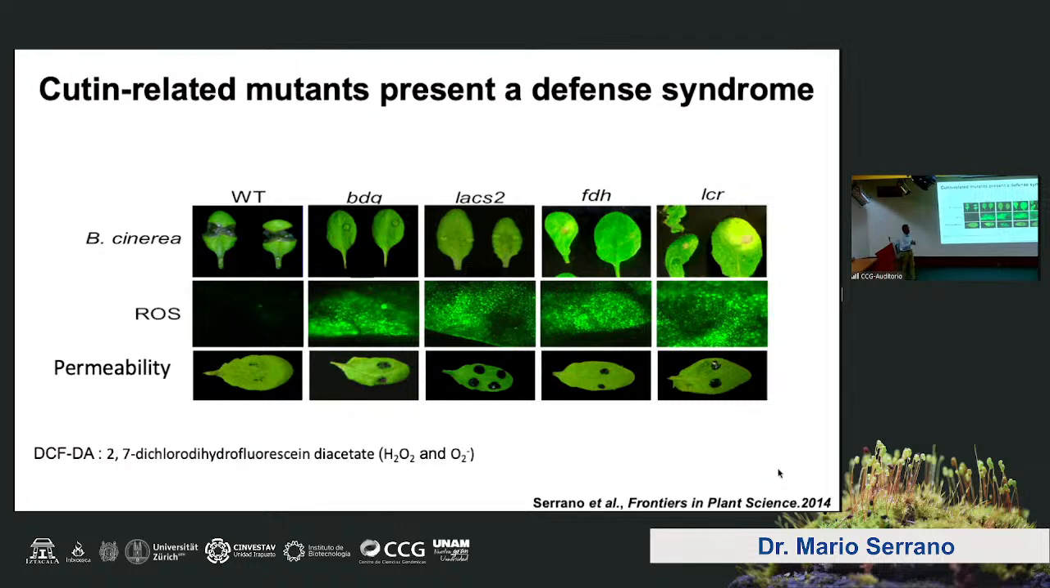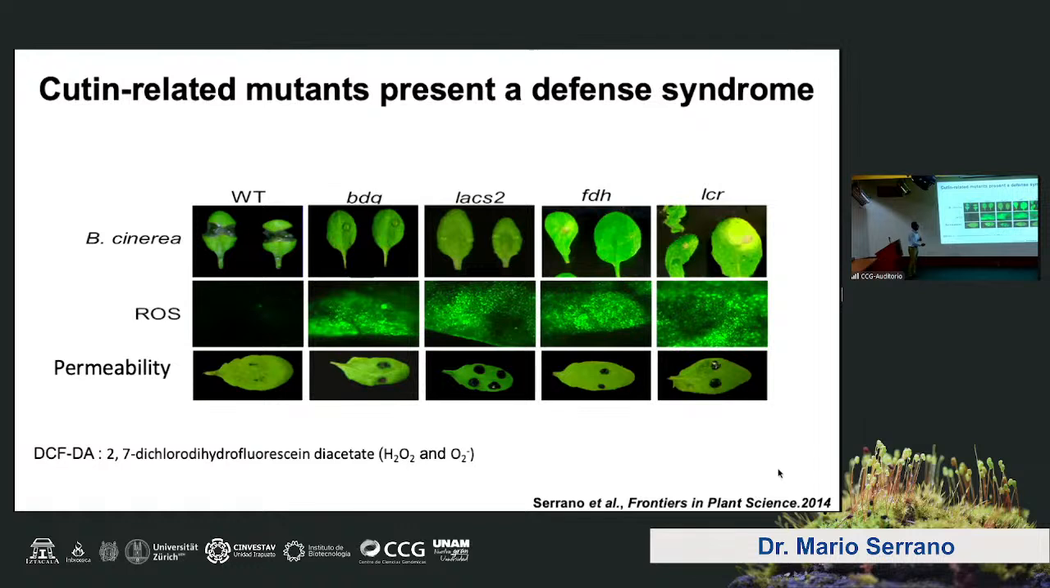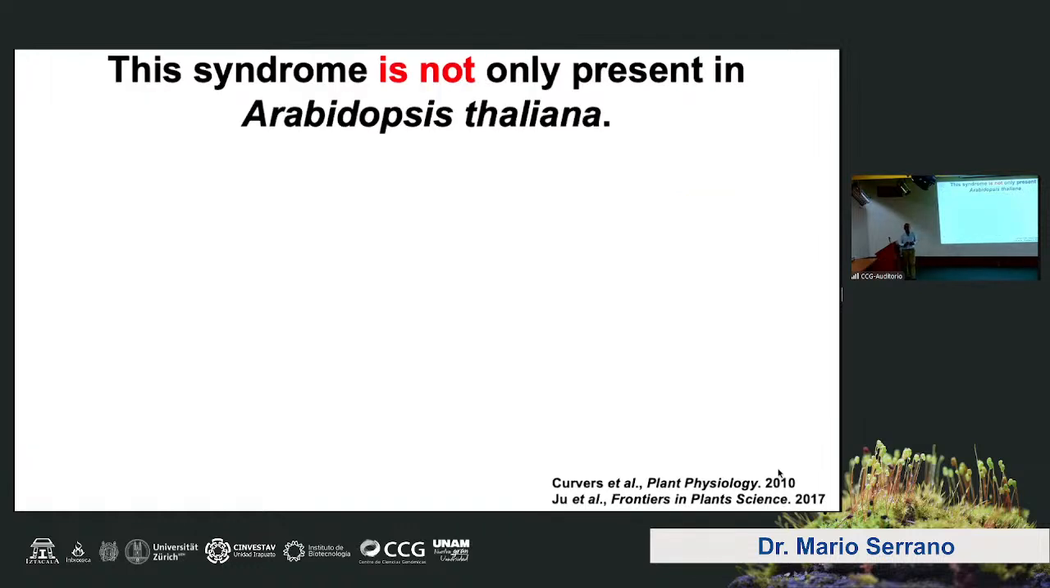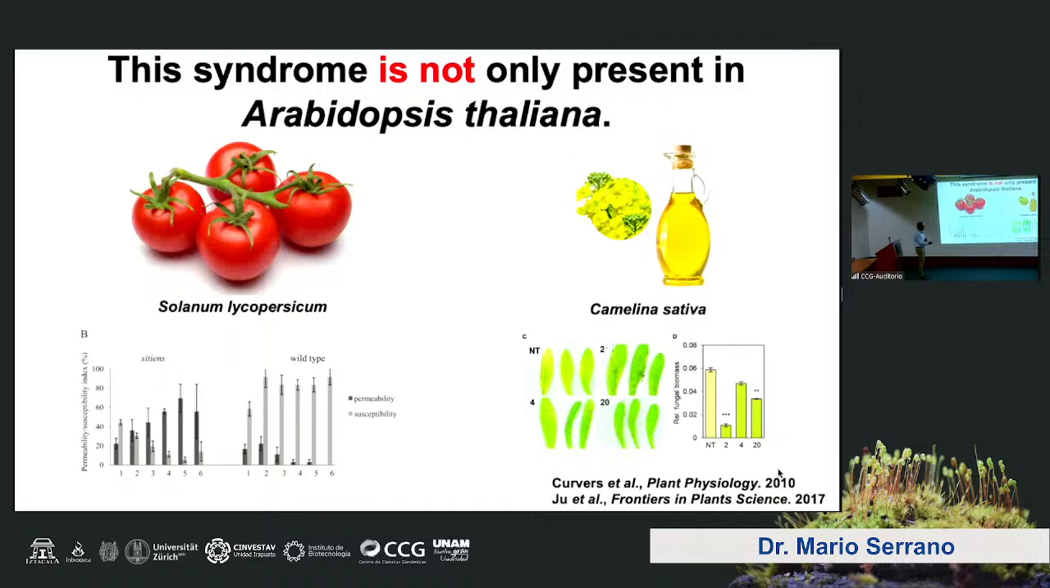Without the pathogen, constitutively, they induce the reactive oxygen species. And obviously, since they are not properly built because they lack cutin, they have more leaf permeability. You can see this with these blue colors. This is important because we characterized this in Arabidopsis, but it is not only in Arabidopsis. It is not for all plants, but there are other plants, including tomato and Camelina sativa. In these, again, mutants in cutin biosynthesis and transport have the same three phenotypes: resistance to Botrytis, reactive oxygen species accumulation, and permeability.